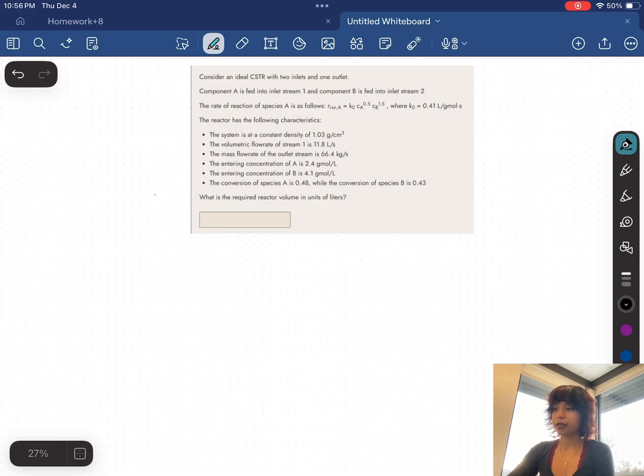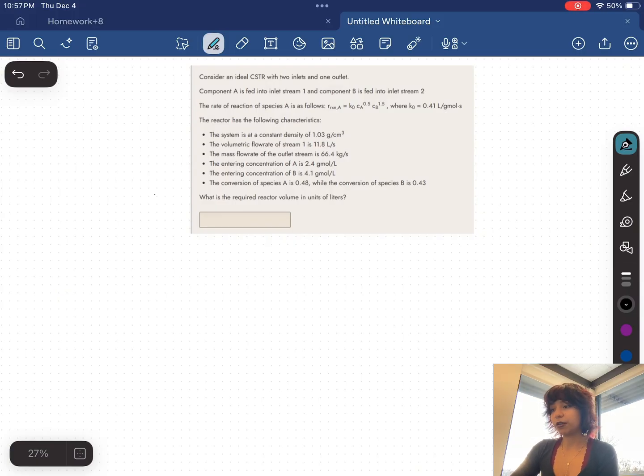The reaction rate of A is equal to K naught times concentration of A to the power 0.5 times concentration of B to the power of 1.5, where K naught is equal to 0.41 liters per gram mole seconds. The reactor has the following characteristics. The system is at a constant density of 1.03 grams per centimeter cubed. The volumetric flow rate of stream 1 is equal to 11.8 liters per second.